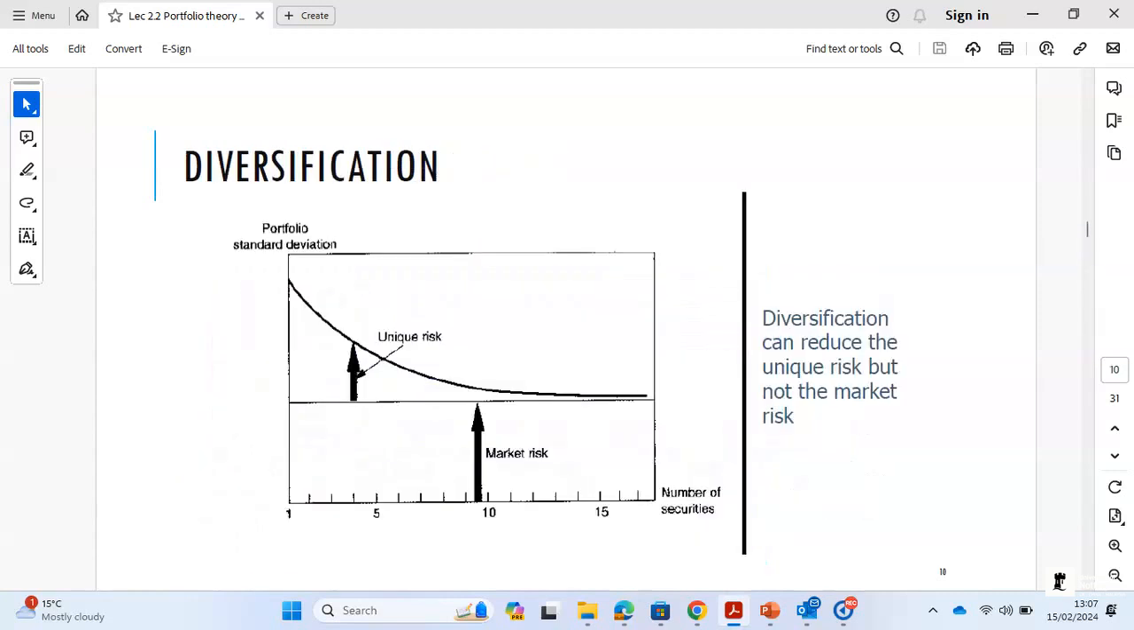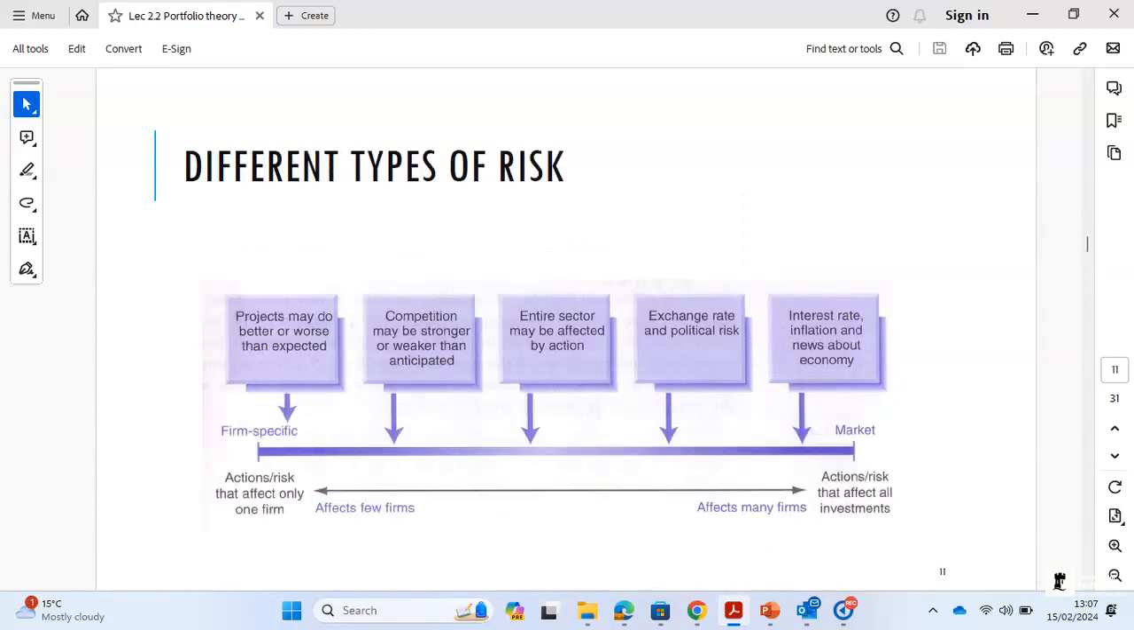Right. Okay. So let me give you a quick example to think about. Let's say we have two identical firms. I want everybody to pay attention to this example. Two identical firms, which means they are exactly the same: same assets, same operations, everything the same, right?